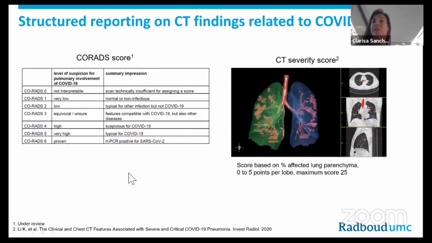And together with this score, there is also a CT severity score where you score every lobe of the lung. A lobe is a unit in the lung, and then you score per lobe the percentage of affected lung parenchyma. With these two scores, of course, they are clinically actionable in the way that you can make decisions based on this scoring. So it's very well prepared.